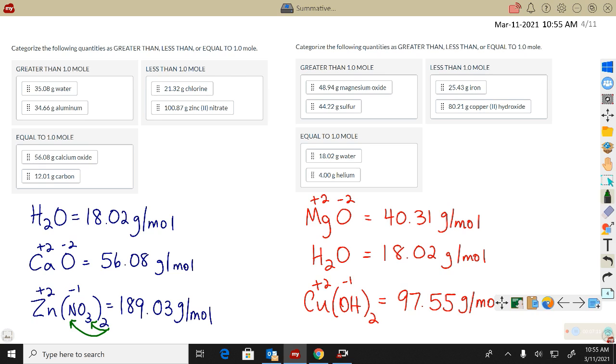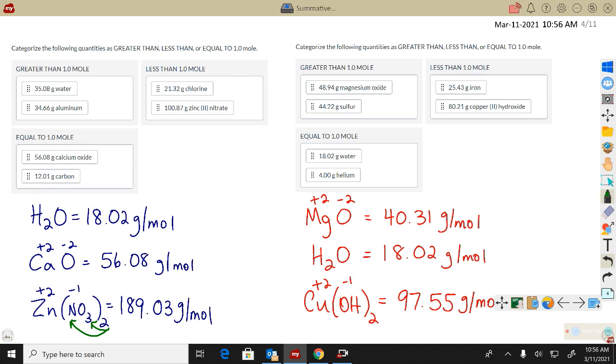Okay, so then I got the molar mass for all the compounds. Any element I can just look up on my periodic table. So when I see that the molar mass of water is 18 grams, well, yeah, 35 grams, that's more than a mole. It's almost 2 moles. When I look up aluminum on my periodic table, the molar mass is about 27 grams. Anything more than that is more than a mole. The 56, that's exactly what I calculated. So 56.08 grams of calcium oxide, that would be a mole.